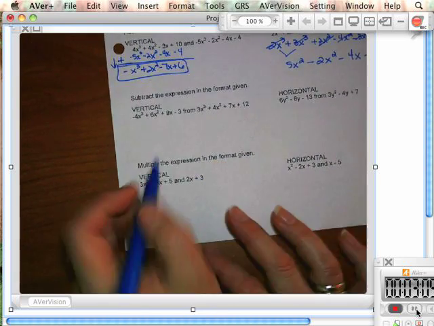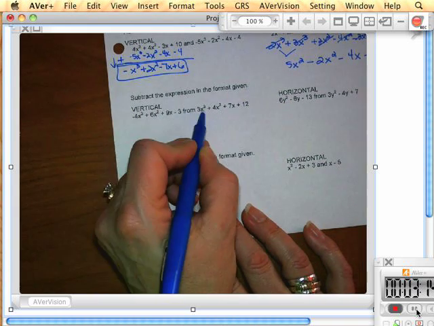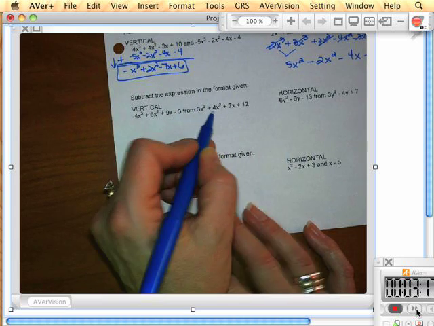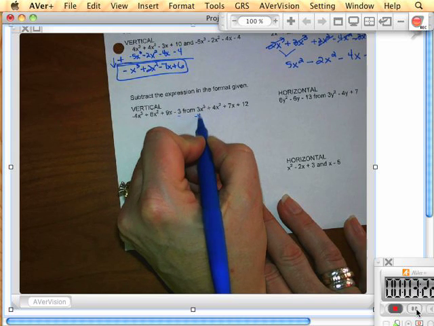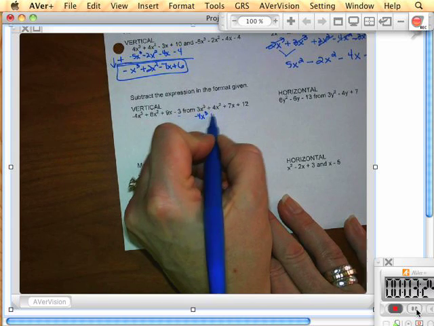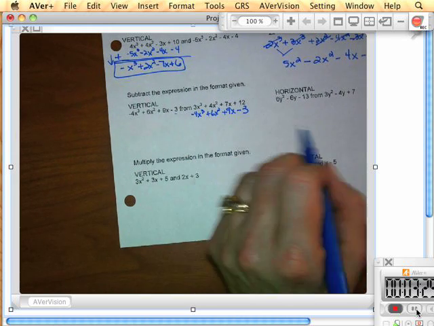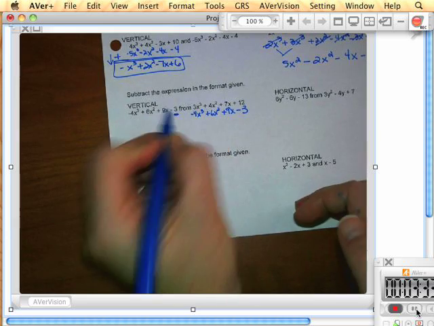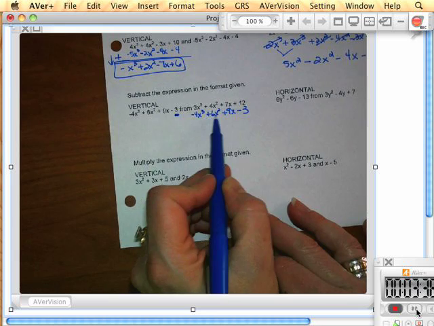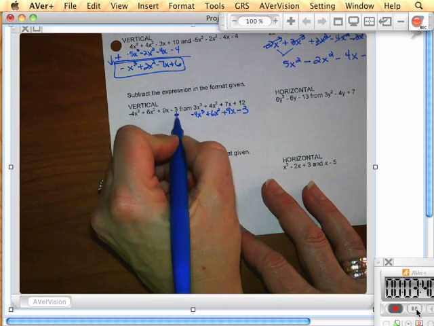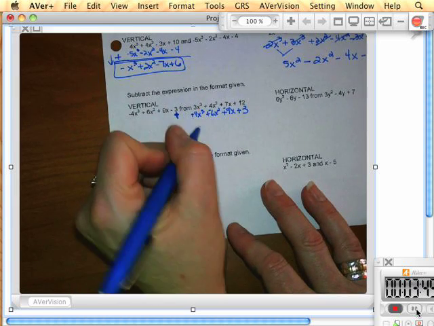All right, subtract the expression in the format given. So here I need to do a vertical. So I need to take this polynomial from this polynomial. So I'm going to subtract this one from this one. So I'm just going to rewrite it underneath, lining up the like terms. Now, because I'm subtracting, the easiest way to do that is just change it to an add and change all these to their opposite. So I'm going to change this to a plus and change these all to their opposite signs. And then I can just add down. It'll be a lot easier that way.